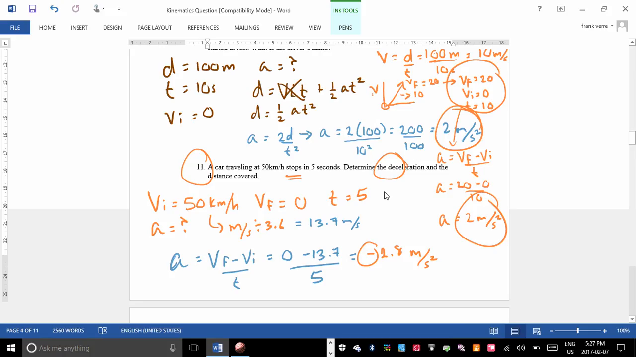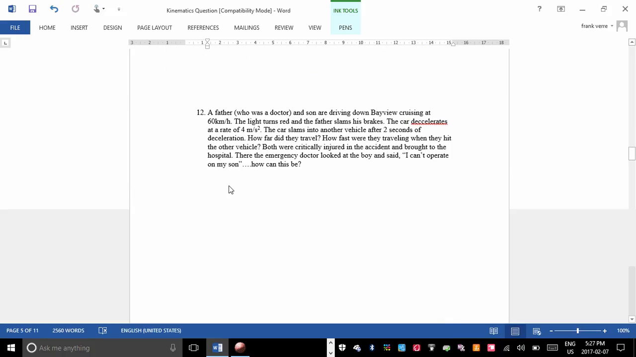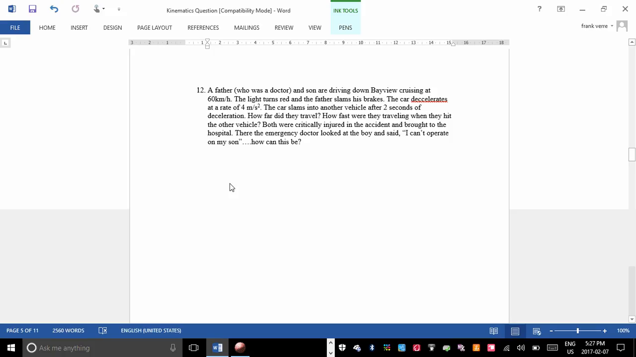Okay. I think we'll just do one more question with acceleration. And here it is, okay? So we have a father or whatever, someone driving down Bayview at 60 kilometers per hour. So the initial speed is 60 kilometers per hour. Now, the car decelerates. So that, again, we're going to assume that that means negative acceleration. Which is, in this case, negative 4 meters per second.